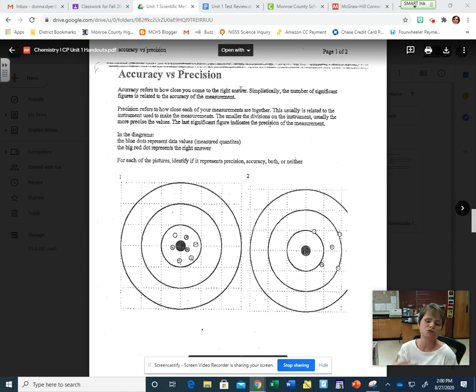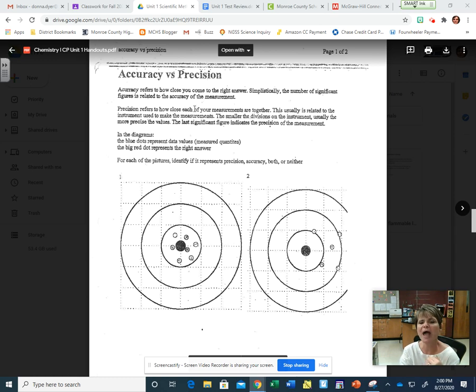So the right answer has to be given to you. You don't know what the right answer is until it's either given to you by a teacher or out of a textbook, or the question. If you have a question, the question is going to have to tell you this is the actual answer, the right answer. So how close your measurement is to the right answer or actual answer, that's the accuracy.